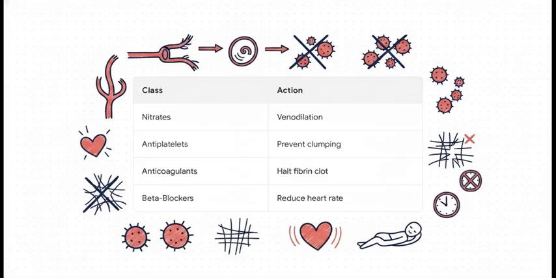We aggressively push antiplatelets, like chewed aspirin and a P2Y12 inhibitor, think clopidogrel or ticagrelor, to stop those platelets from clumping up. We bring in anticoagulants like unfractionated heparin or bivalirudin to freeze the coagulation cascade. And we administer beta blockers like metoprolol or atenolol to reduce the heart rate, basically forcing the heart to rest and decreasing its demand for oxygen.